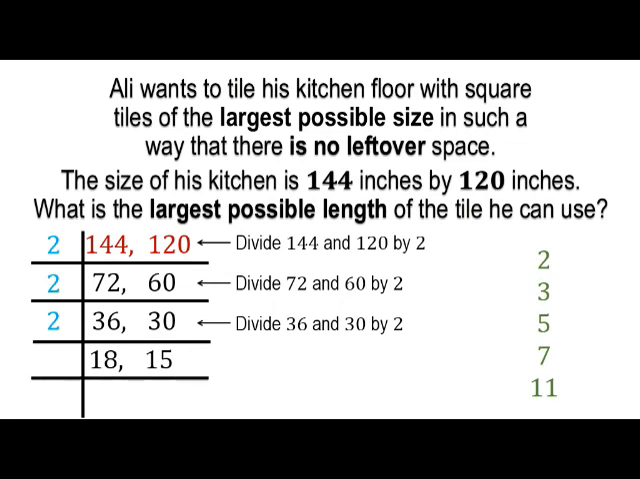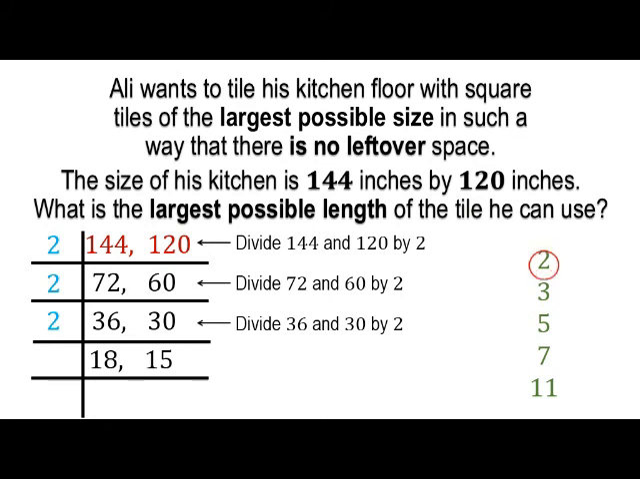Again, 18 and 15 can be further divided by a single number. Let's see. Starting with the smallest prime number 2, can we use 2 here? No. Why not? Because 15 is not divisible by 2, and for GCF we only select the prime numbers which can divide all the numbers, like 18 and 15. Both the numbers should be divisible by that number.